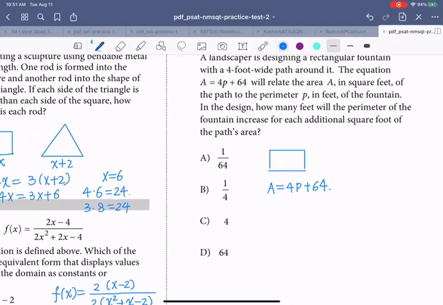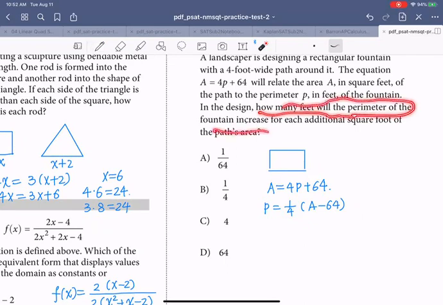So how about you make your P equal to what? Your P equals 1/4 times A minus 64, right? Yes, you move this around. You move this guy to this side, you do this minus, and then you divide it by 4, right? So in this expression, it's showing very clearly how many feet the perimeter of the fountain will increase. So P will increase with each additional how much?